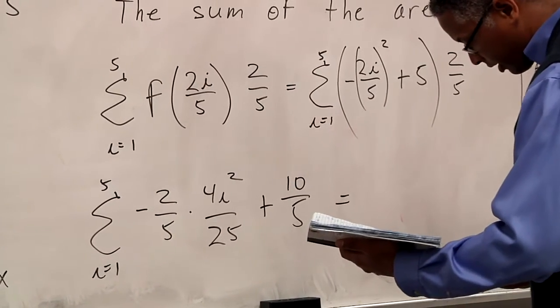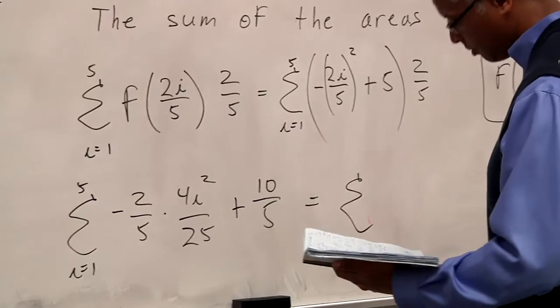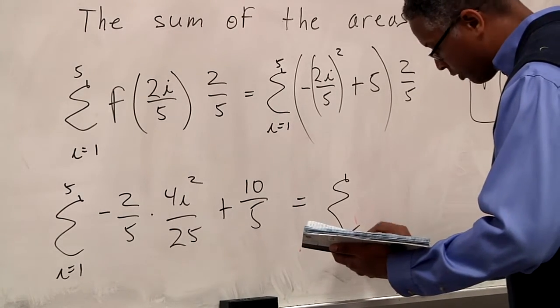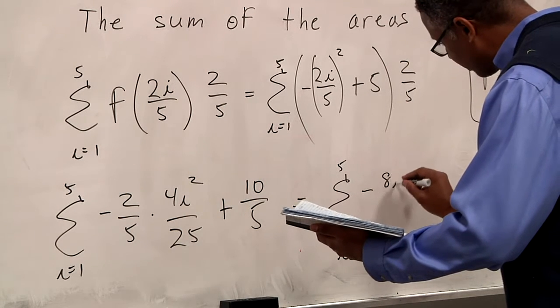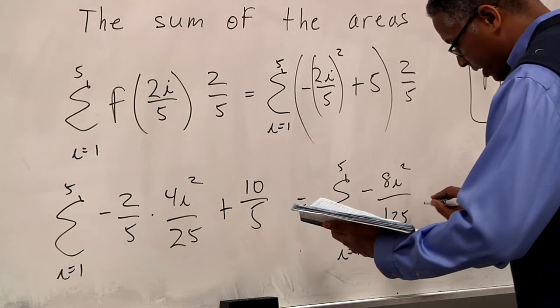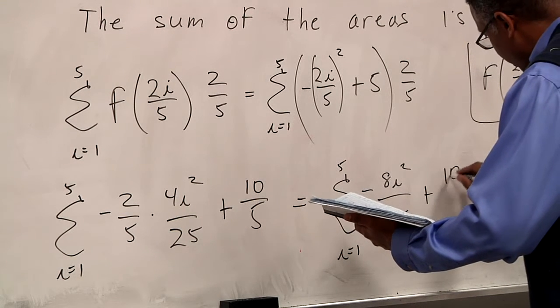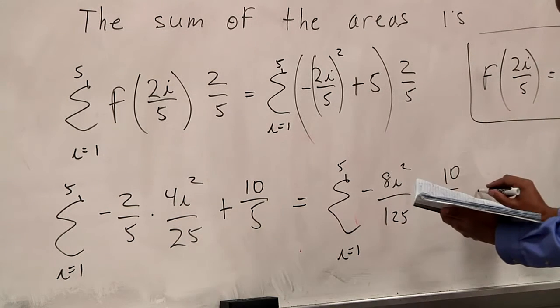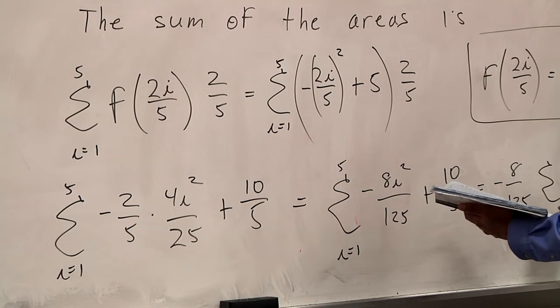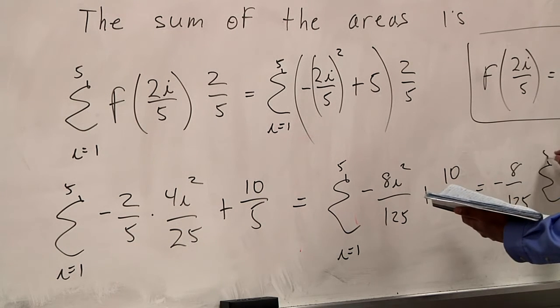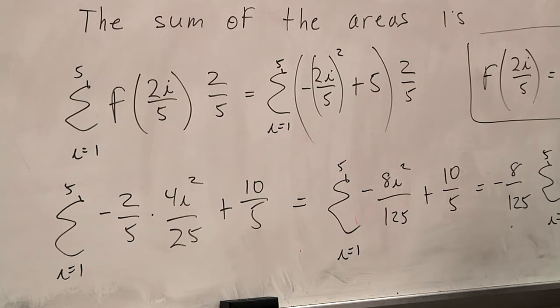So if we keep going, that's going to give us the summation, still from i equals 1 to 5, of minus 8i squared over 125 plus 10 over 5, which equals minus 8 over 125 times the summation of i squared, i equals 1 to 5, plus the summation from i equals 1 to 5 of 10 over 5.